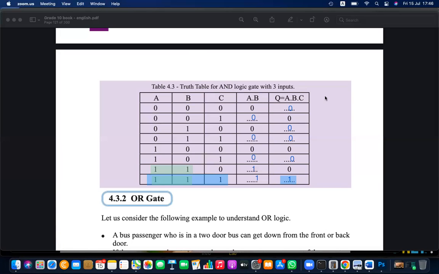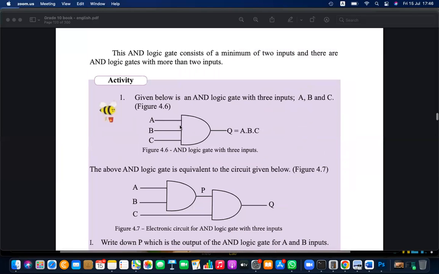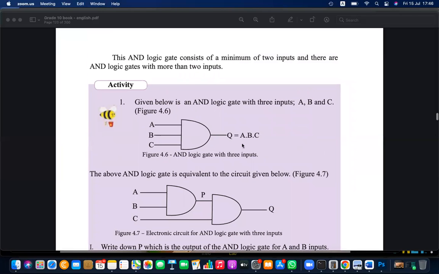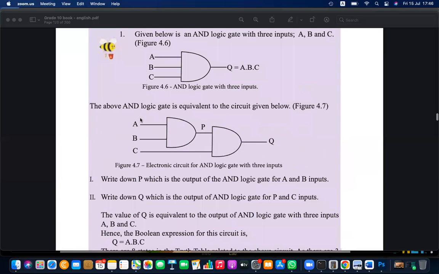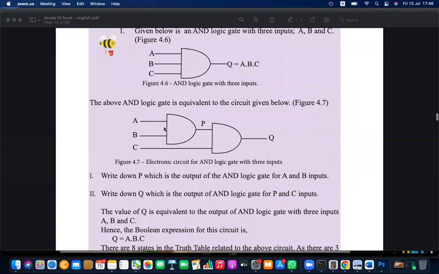If there are 10 inputs, all 10 must be 1. If there are 2 inputs, both must be 1. If there are 3 inputs, all 3 must be 1. So that is the AND behavior. The symbol for the AND gate is this. This is a 3 input AND gate, and this is how you can create it using 2 input gates.